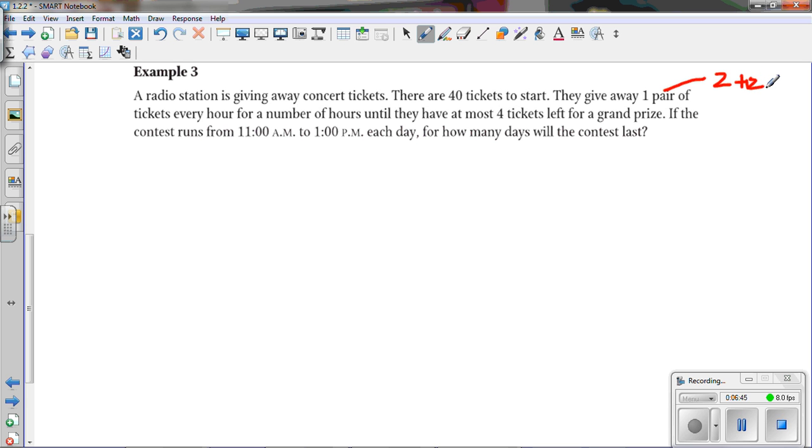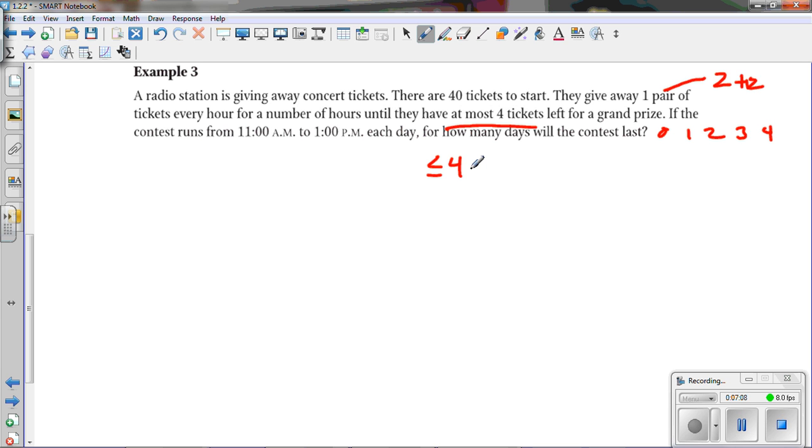Every hour for a number of hours until they have at most 4 tickets. So you can have at most 4. So it's okay to have 1, 2, 3, or 4 tickets, or I guess 0 if you want. But the most can be 4. Okay, so right now the number has to be less than or equal to 4. So they've kind of established the inequality portion.